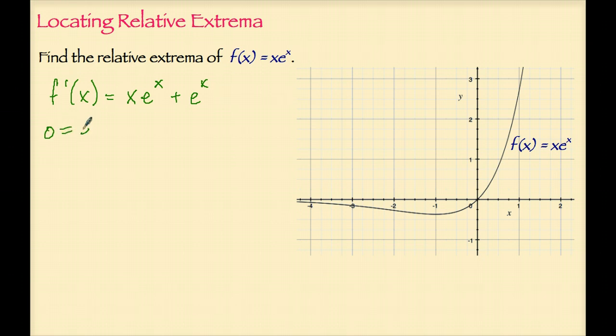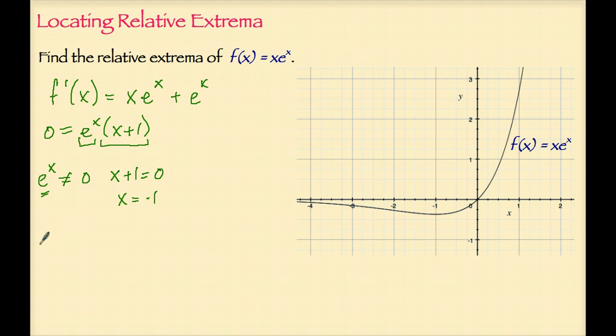Let's set it equal to 0 and factor out the e to the x. This gives me two factors to set equal to 0. Well, e to the x will never be 0. That can never happen because remember, this isn't a variable, it's a constant raised to a power, and thus will never be 0. But x plus 1 equals 0 gives us a critical number at negative 1.